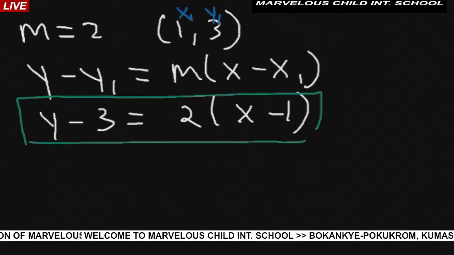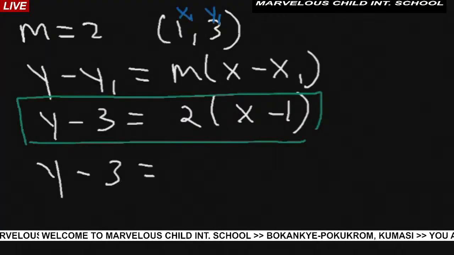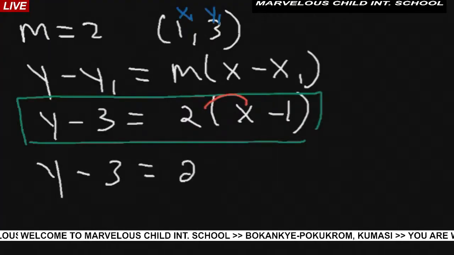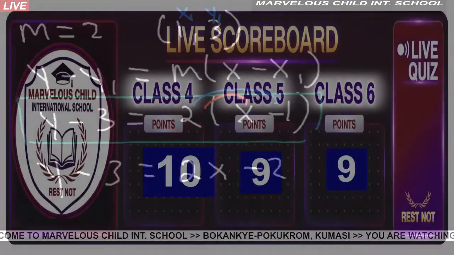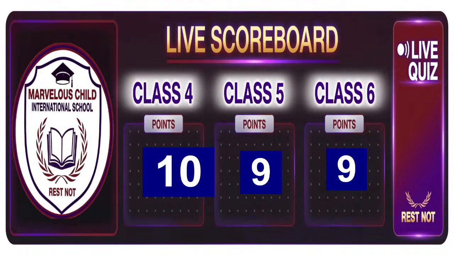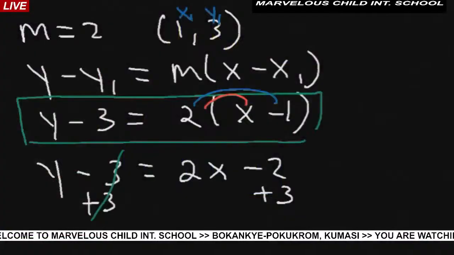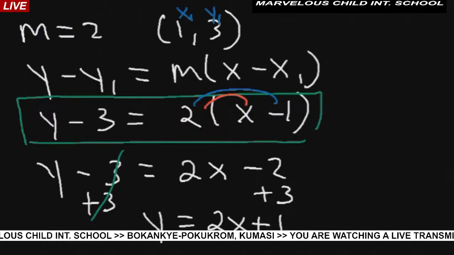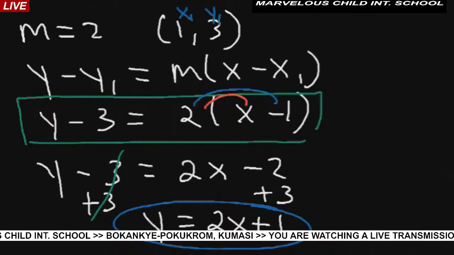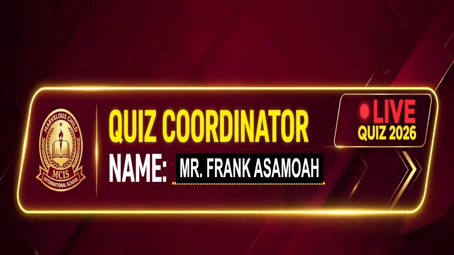Now, if you want to convert it to slope-intercept form, distribute the 2. 2 times x is 2x, and 2 times negative 1 is negative 2. Now let's add 3 to both sides. If you want it in slope-intercept form, isolate y. So y is equal to 2x plus 1. This is the answer in slope-intercept form, and this is the answer in point-slope form.